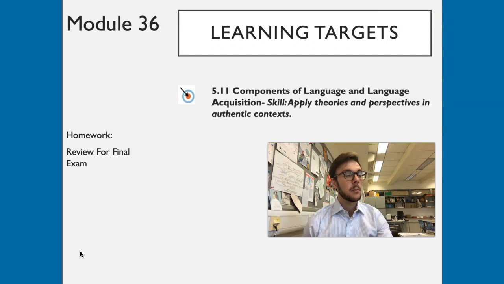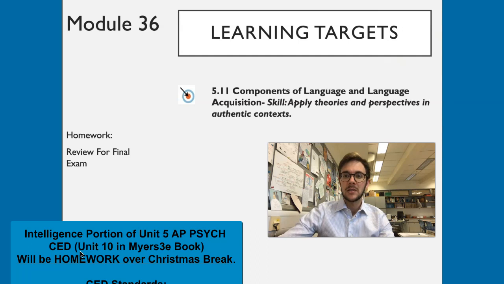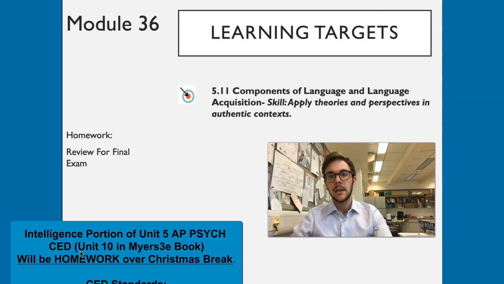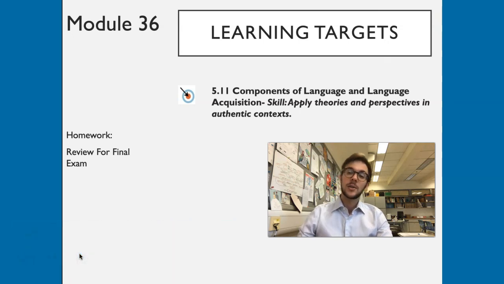Today we're going to be discussing Module 36. We're getting into the end of our cognition unit for this semester. As semester one is coming to a close, there is still the intelligence portion of this unit in the course exam description, and I'm going to be assigning that as homework over the break. You're going to be reading through that, and I'm going to give you some activities to go through, but it's pretty simple. Today, though, we're going to focus on the last learning target within the course exam description, and that is 5.11, the components of language and language acquisition.